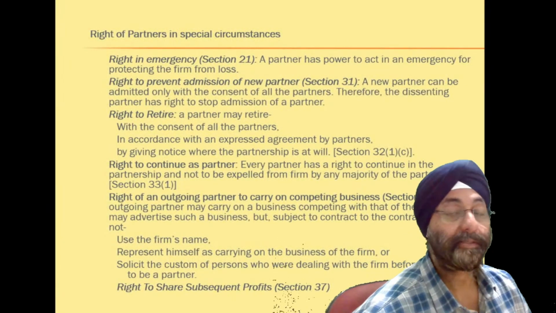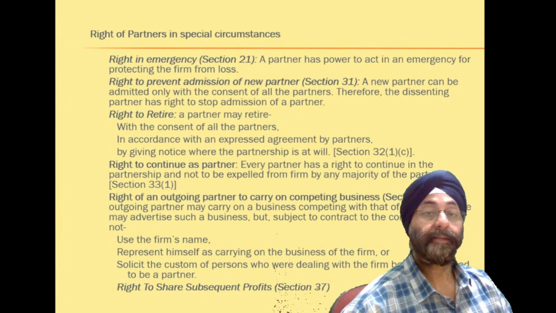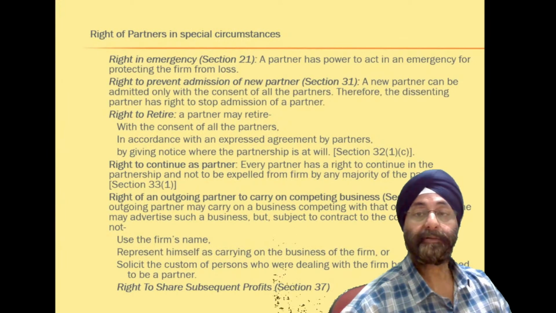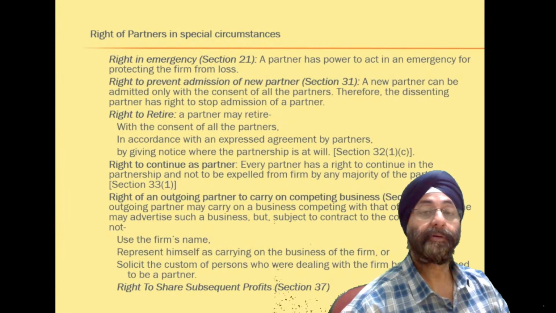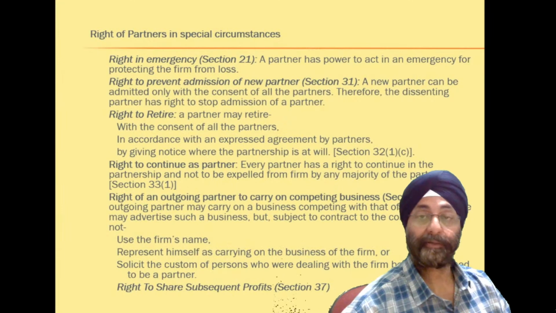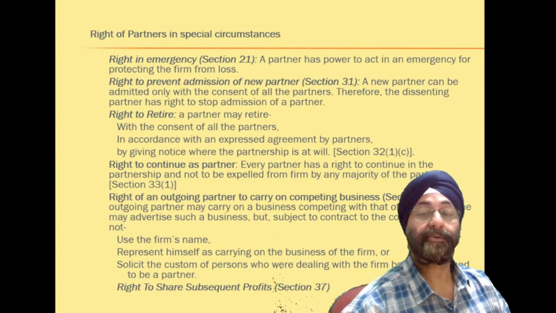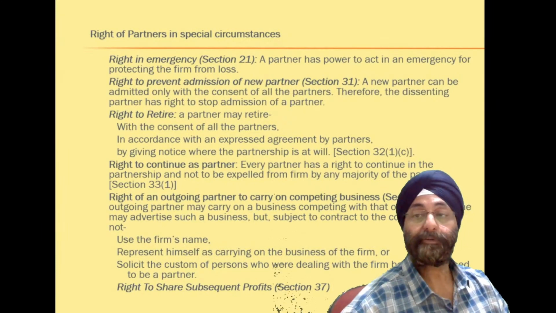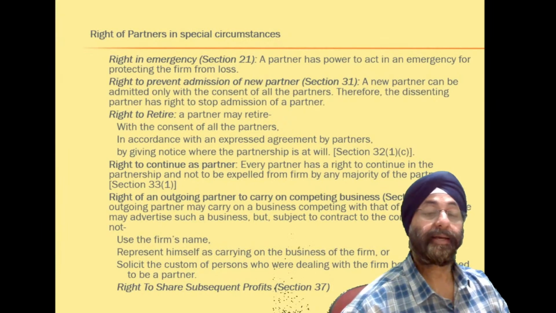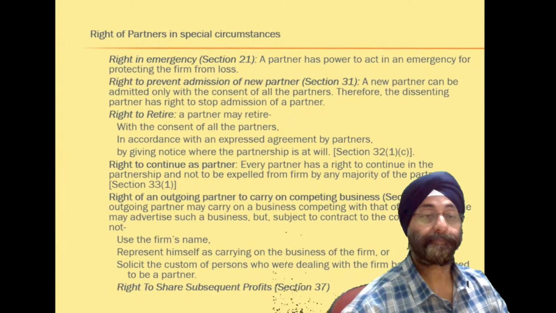Right of partner in some special circumstances. Right in emergency, section 21. A partner has a power to act in an emergency for protecting the firm from losses. Right to prevent admission of new partner. A new partner can be admitted only with the consent of all the partners. Therefore, a dissenting partner has a right to stop admission of any new partner within the business of a partnership firm.